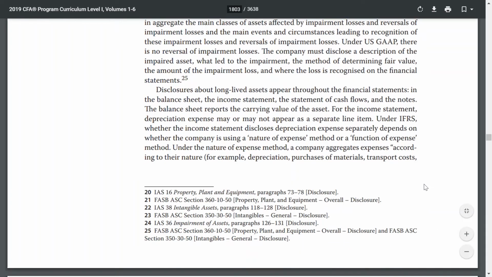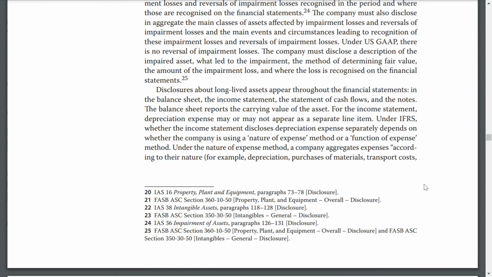Disclosures about long-lived assets appear throughout the financial statements: in the balance sheet, the income statement, the statement of cash flows, and the notes. The balance sheet reports the carrying value of the asset. For the income statement, depreciation expense may or may not appear as a separate line item. Under IFRS, whether the income statement discloses depreciation expense separately depends on whether the company is using a nature of expense method or a function of expense method.